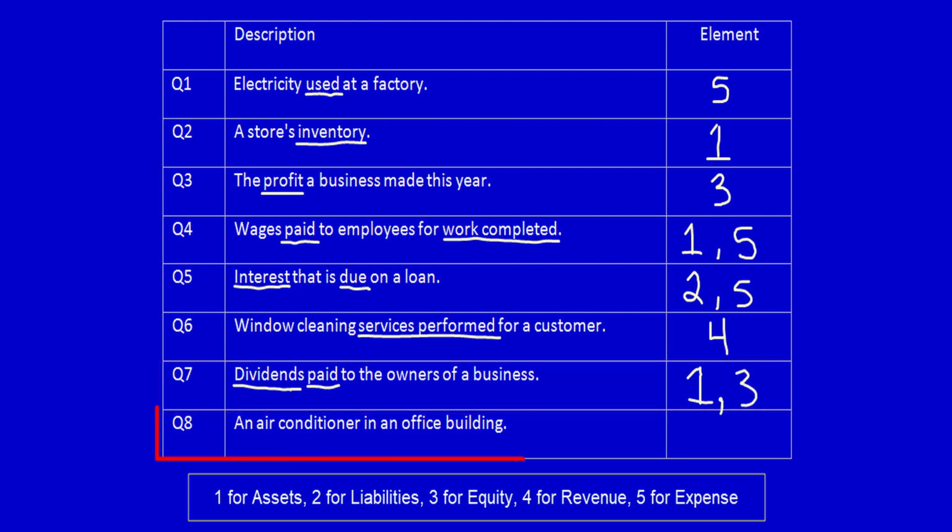Final one, question 8. An air conditioner in an office building. This is a statement and not a transaction. We don't know whether they paid for the air conditioner or it's on account or whether they took out a loan to pay for the air conditioner. We know nothing. It's a statement. So what is the key word? Air conditioner. That's an asset that has future economic benefit. So this belongs in assets, 1.